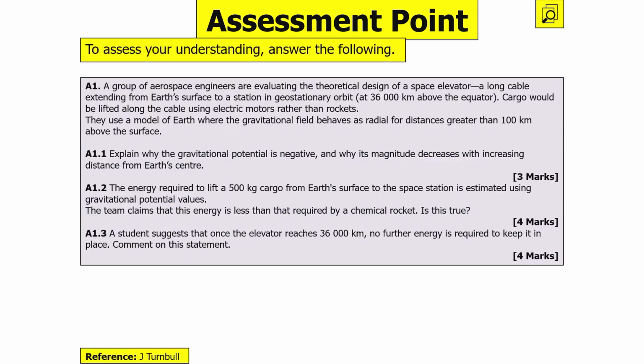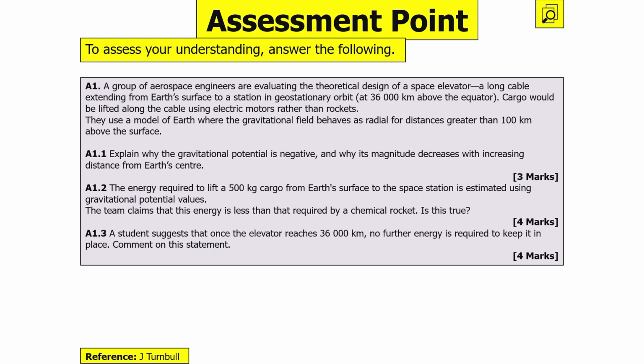A group of aerospace engineers are evaluating the theoretical design of a space elevator, a long cable extending from the Earth's surface to a station in a geostationary orbit at 36,000 kilometers above the equator. Cargo will be lifted along the cable using electric motors rather than rockets. They use a model of the Earth where the gravitational field behaves as a radial field for distances greater than 100 kilometers above the surface. Explain why the gravitational potential is negative and why its magnitude decreases with increasing distance from the Earth's centre.